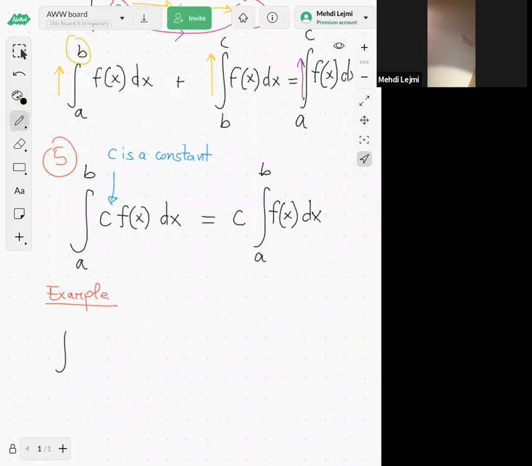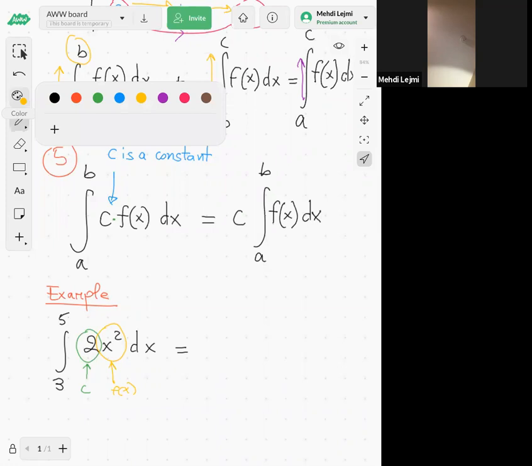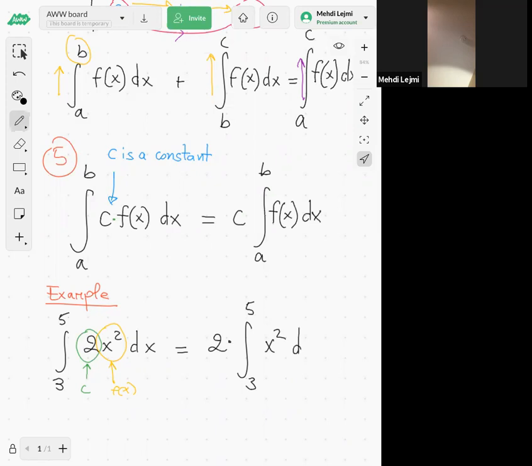For example, let's say you have an integral from 3 to 5 of 2 times x squared dx, right? Then there's this constant C, which is 2, times the function f, which is x squared. This is my f of x. And so what I'm saying is that you can bring out this constant outside the integral. So this is equal to 2 times the integral of x squared from 3 to 5 dx. So if you have some constant times a function inside the integral, you can always bring out the constant outside the integral.